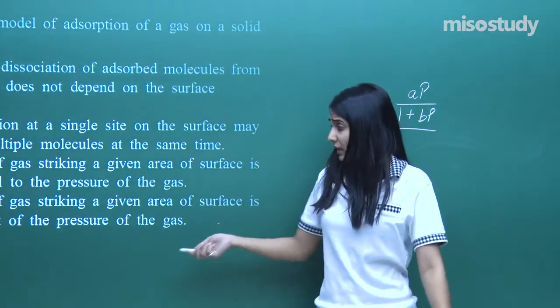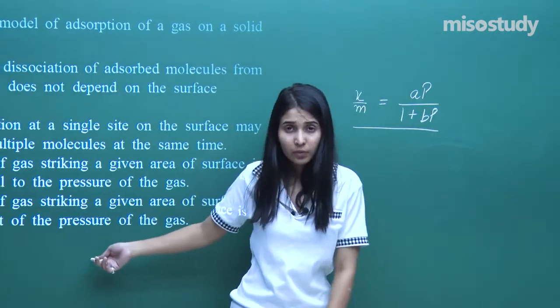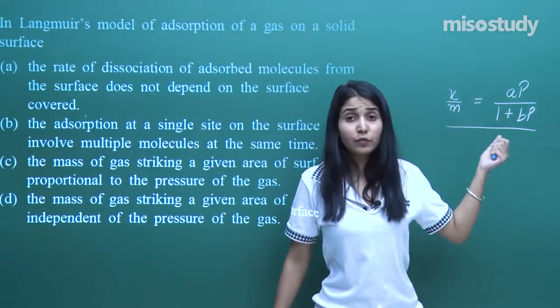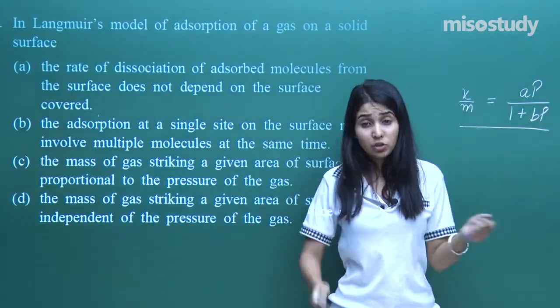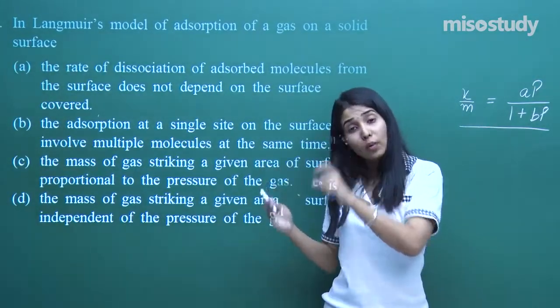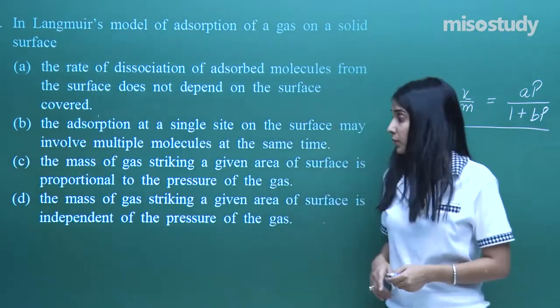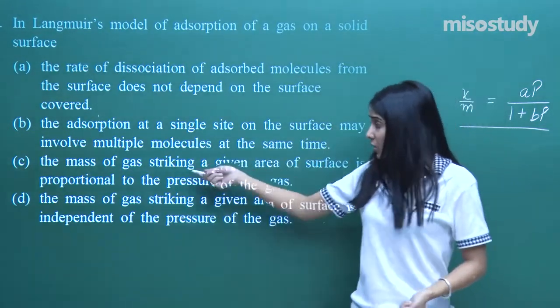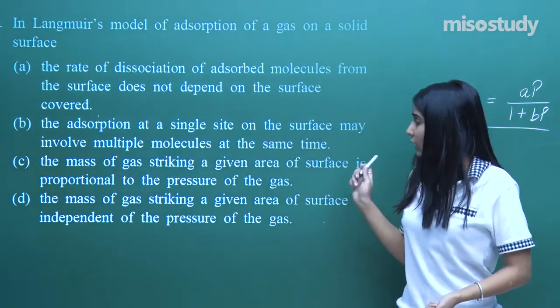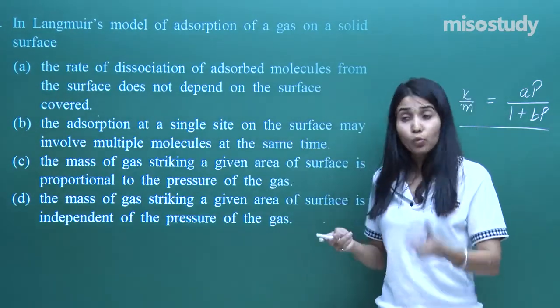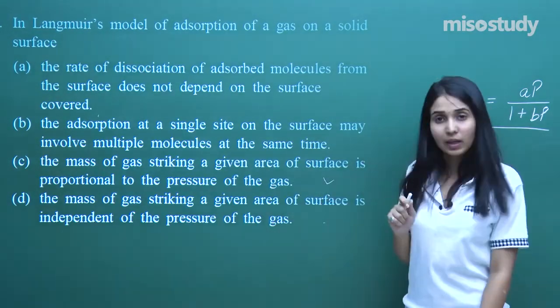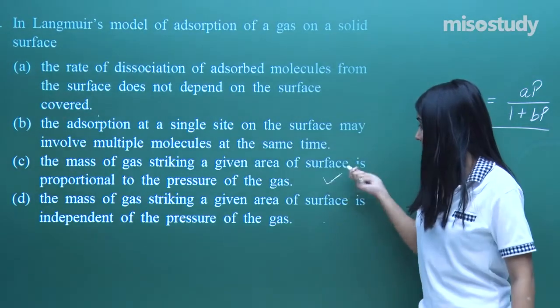Do you see the point that it is independent of the pressure? Well, of course not. As I have given the formula, that is totally dependent on pressure. The whole question revolves around my pressure. So of course, the mass of the gas striking a given area of surface is proportional to the pressure of the gas, right? I can simply say that.